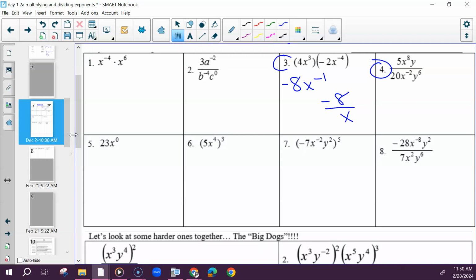What operation do we see there? Dividing. We see subtracting. No. We're going to subtract. Okay. Any other operations? Multiplication. Now, in our multiplication, we don't have anything that are like bases, so we don't have to worry about adding the exponents. But we are dividing, and we are going to subtract the exponents. We are also going to divide 5 over 20. What would that give us?